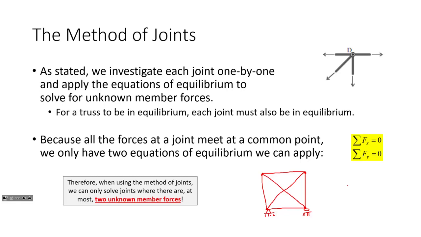Remember that IE formula? Remember how I said IE was the definition of external indeterminacy? Later on we're going to look at internal indeterminacy, whether or not a truss can be solved through the method of joints or method of sections, and if not, how do we deal with it? We're going to get to that later on.